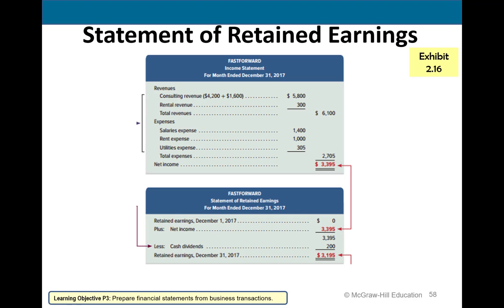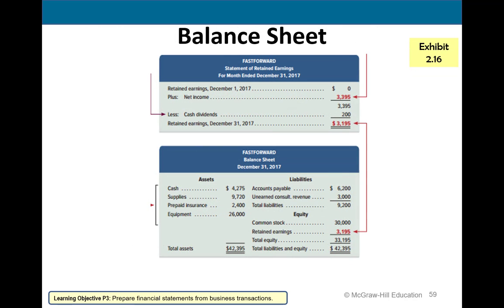Fast Forward's statement of retained earnings is the second report on this slide. It shows the beginning balance of 0, a brand new company, plus the $3,395 of net income. We had $200 of dividends that we have to subtract out for $3,195 ending period retained earnings balance. The beginning balance in the statement again is 0, an exception for the first period of operations. So you'll only see it when the company is brand new. And the ending retained earnings balance is now $3,195, which is going to go to the balance sheet.